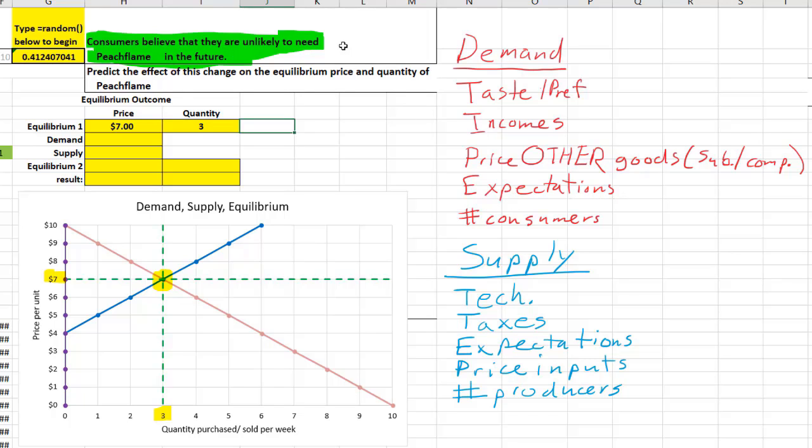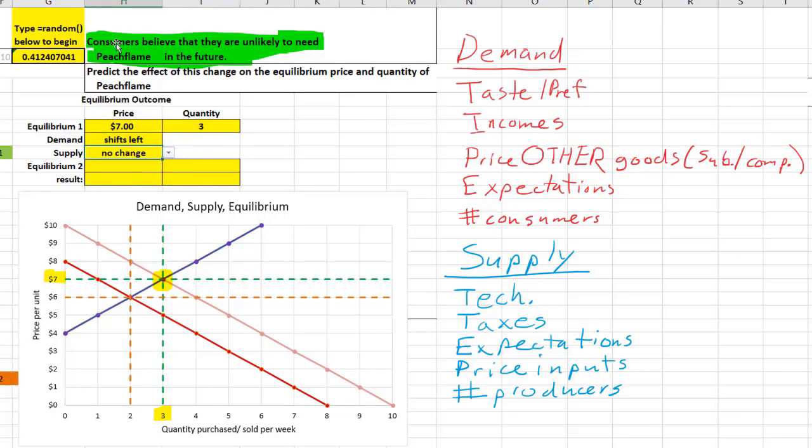So how do future expectations impact our action in the present? Well, if I don't think I'm going to need it in the future, I'm probably less interested in buying it today. So I'm expecting that that's going to shift demand down and to the left. So I'm going to have a shift downward and left in demand. And that's not a supply determinant, so supply is not going to change. Okay, now we can go and look for equilibrium 2.